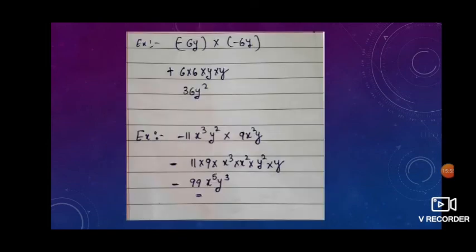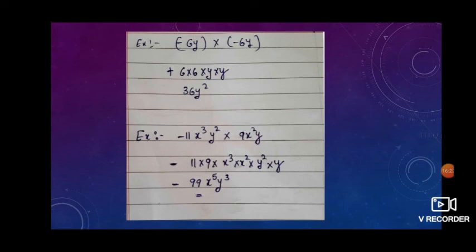Next, two more examples. Minus 6y into minus 6y. Here signs are also there, so first I'll multiply the signs. Minus into minus will get plus. 6 into 6 and y into y. 6 sixes are 36. Y into y, y to the power 1 plus 1 will get y to the power 2. Totally 36 y to the power 2.